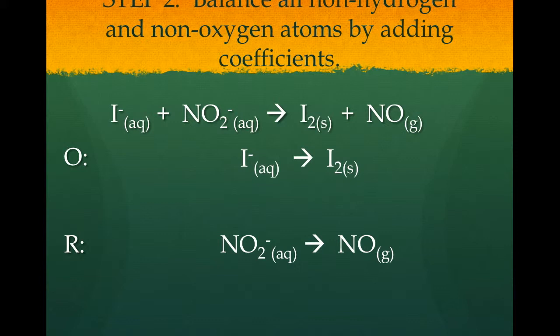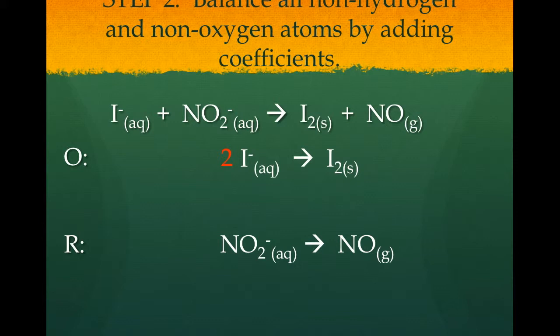Step 2, balance all non-hydrogen, non-oxygen atoms by adding coefficients. In our oxidation half reaction, do we need a coefficient to balance our iodine? The answer is yes. We need a 2 in front of the iodide to get 2 atoms of iodine on both sides. In our reduction half reaction, do we need any coefficients to balance our nitrogen? Nope, there's 1 atom on both sides, so we do not need a coefficient, and we are not going to balance oxygen at this time because that's what we are going to do in step 3.